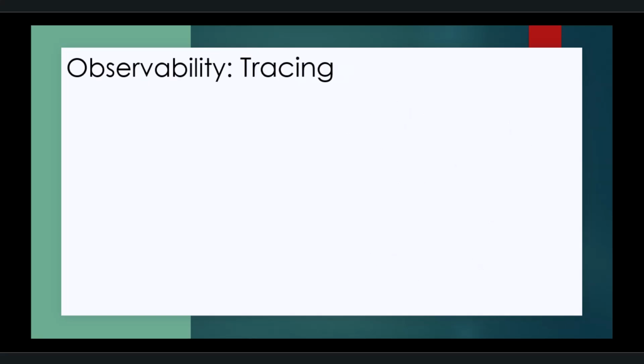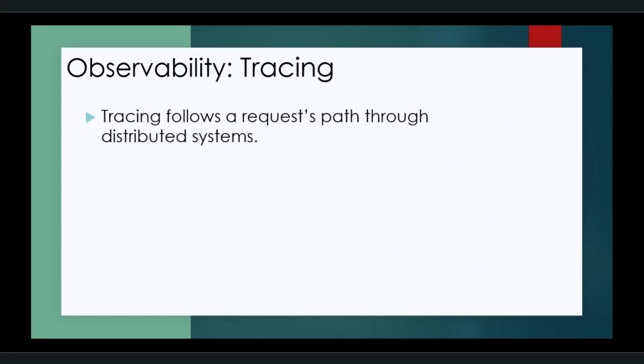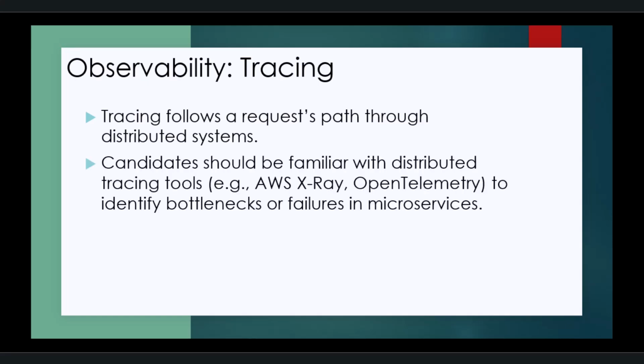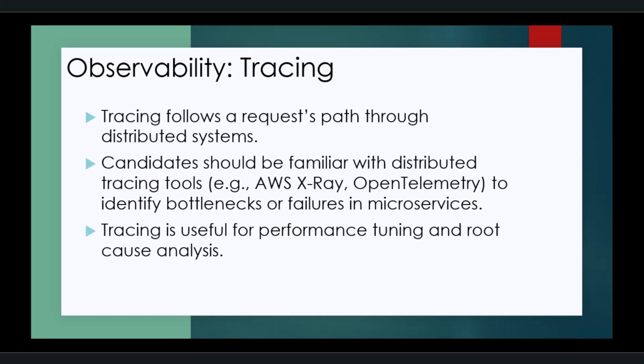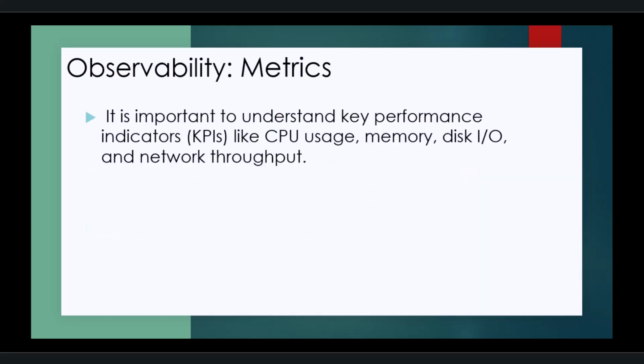Next, we have tracing. Tracing follows a request's path through distributed systems. Candidates for the Cloud Plus exam should be familiar with distributed tracing tools used in the cloud, for example, AWS X-Ray or OpenTelemetry. These are used to identify bottlenecks or failures, especially in microservices. Tracing is useful for performance tuning and RCA, root cause analysis, also known as cyber forensics or an aspect of e-discovery. It's also important to understand key performance indicators, or KPIs.